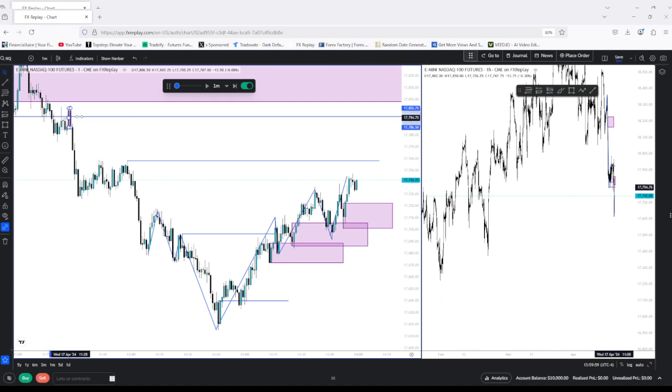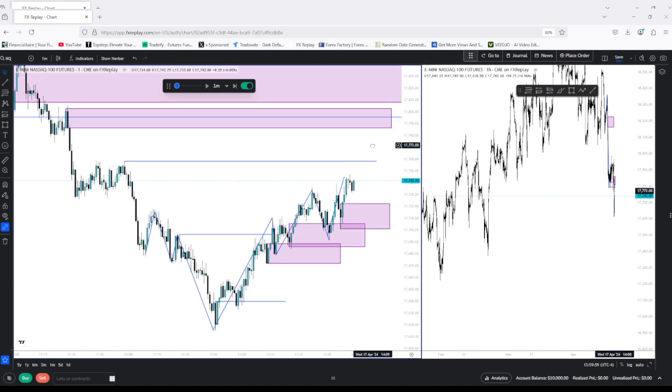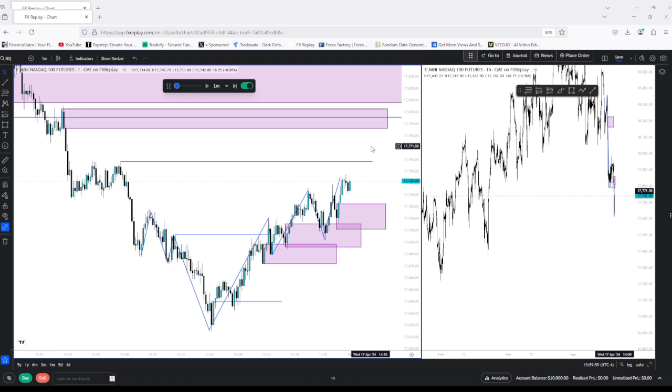But ultimately, we're probably going up to that 15. I have noticed those 15s are absolutely strong magnets. We don't like to leave 15s behind before continuing the trend. Very, very rare. We do, but it's very, very rare.